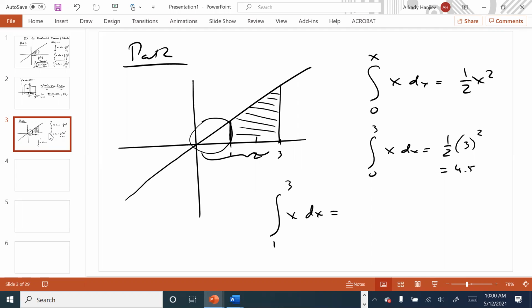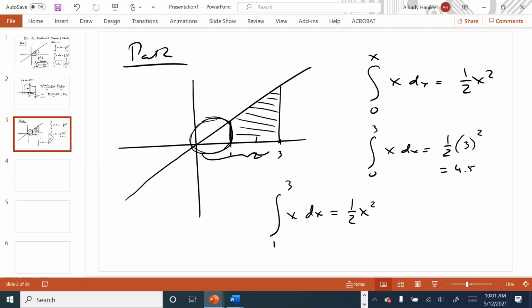We know the formula already, right? Formula is 1/2 x squared. And we do minus. Yeah, Eli's correct. You're taking off an area, right? And you have to take off the area of 1, right?